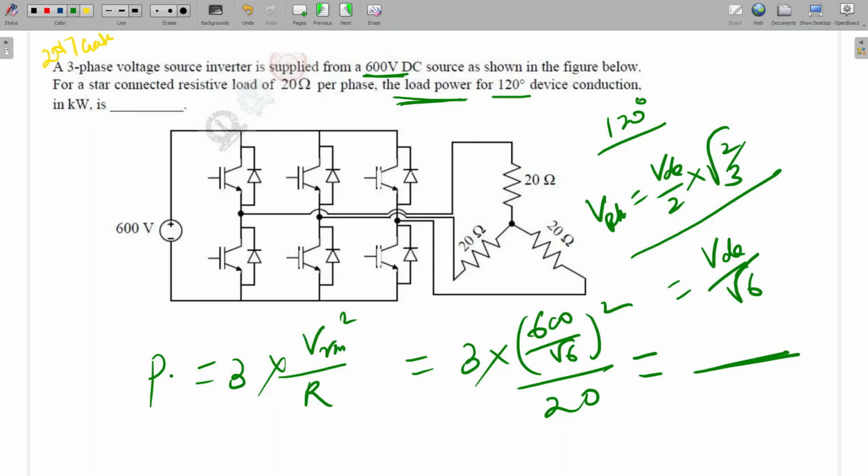How much are we getting? 3 into (600 by root 6) whole square by 20. 9 kilowatt, we are getting 9000. Yes, sir. So that will be 9 kilowatt. In fill in the blanks type questions, we have to see the unit also. They are asking in kilowatt, so that will be 9 kilowatt. Clear to all? Yes.